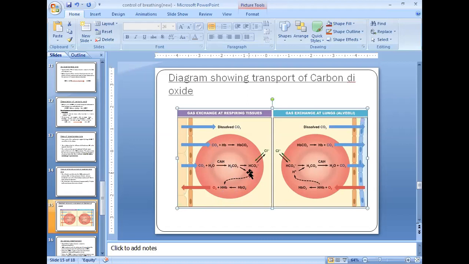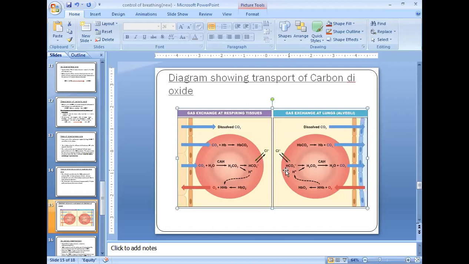Now, what will happen with the bicarbonate ions? Bicarbonate ions will move out into the plasma. This pale color is showing plasma, and these are red blood cells. While chloride ions will enter into the red blood cell, and I told you this will occur with the help of special proteins present in the membrane of red blood cells called bicarbonate chloride carrier proteins.